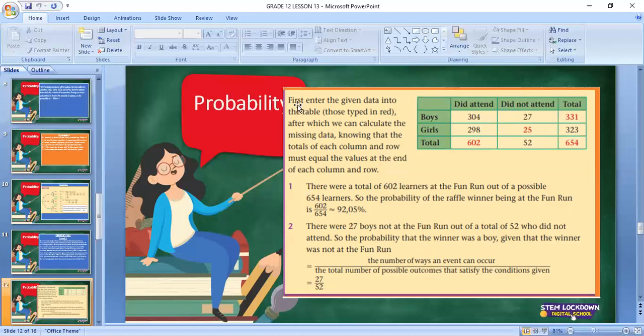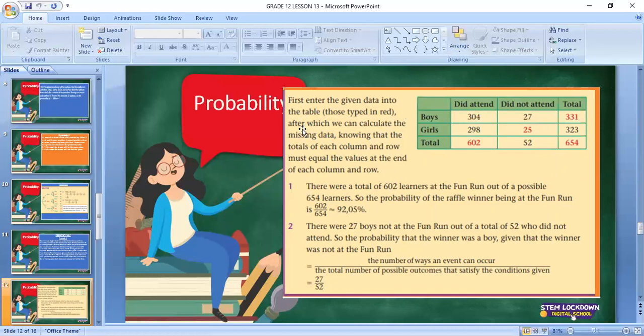So the bottom line is our total for every column must add up to the total at the end of the column. And then our total at every row must add up to the total at the end of the row. So that is the basic idea with a contingency table. Again, to answer this question, first enter the given data into the table. So the data we're given, you need to enter into the table. Those data that we're given are those I've highlighted in red.